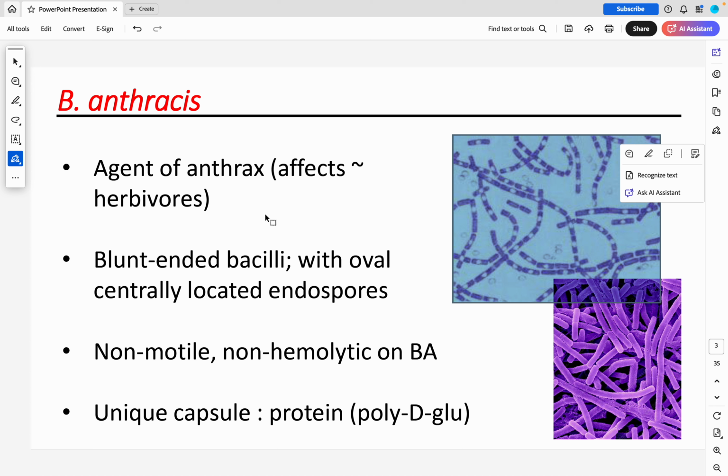They are non-motile and they do not release hemolytic enzymes. When grown on blood agar, they don't show hemolysis. The capsule of Bacillus anthracis is one virulence determinant. It's unique as the entire capsule is only made up of poly-D-glutamic acid. So it's unique to Bacillus anthracis, and a good marker for the detection of this pathogen.